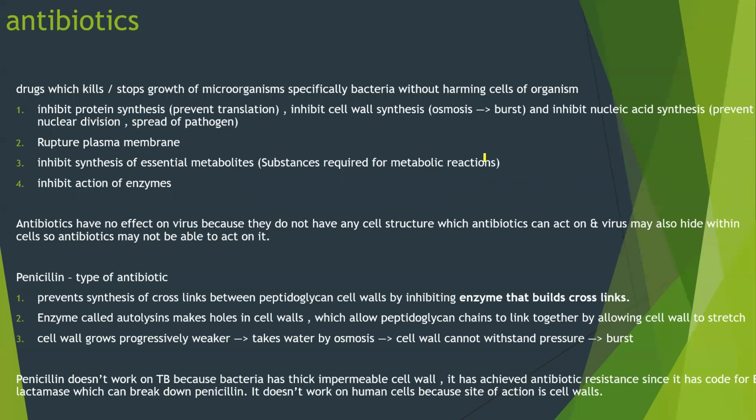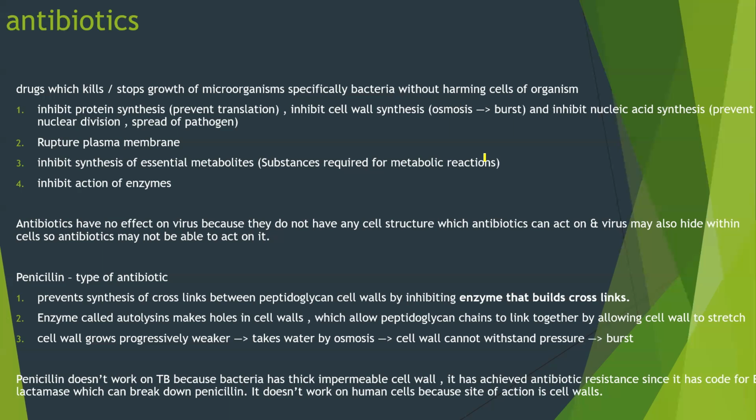So we've been talking about antibiotics a lot in this chapter. So what exactly are antibiotics? Antibiotics are drugs which we take to specifically kill bacteria without harming other cells. And they have specific mechanisms on how they act on pathogens. So one of them is inhibiting protein synthesis, or inhibiting cell wall synthesis, or inhibiting nucleic acid synthesis. What this does is it prevents translation or can prevent nuclear division as well. So if it prevents translation, they cannot make essential proteins which are required for the pathogen.